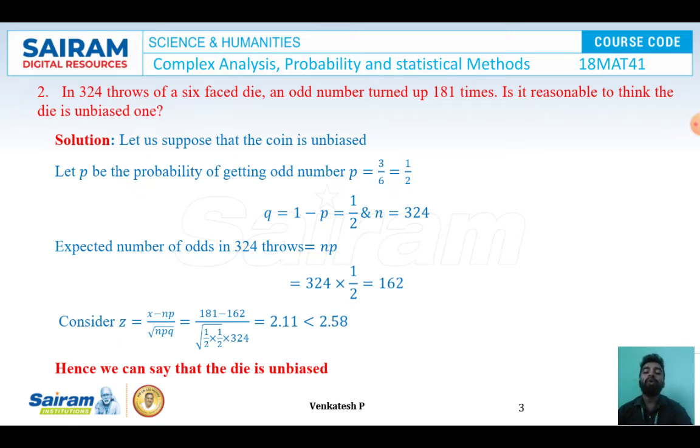Now to test the hypothesis, take the formula Z is equal to X minus NP divided by square root of NPQ. Replace the data over here. X is equal to 181, NP is 162, divided by square root of 1 by 2 into 1 by 2 into 324. By simplifying this, we got the value of Z is equal to 2.11, which is less than 2.58. Hence we can say that the hypothesis is true. The die is an unbiased die.